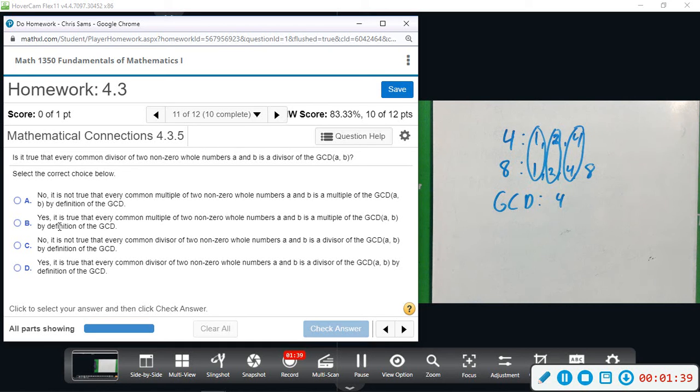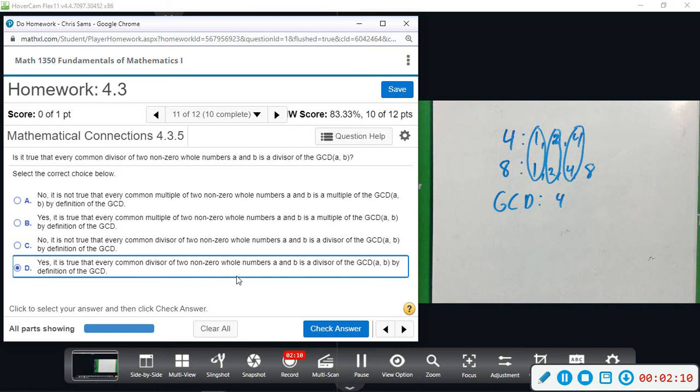So if we're saying yes, it's true that every common divisor of 2 non-zero whole numbers, A and B, is a divisor of the GCD of A and B by definition. And then yes, it is true that every common divisor of 2 non-zero whole numbers, A and B, is a divisor of the GCD by definition of GCD. Okay, so both of them say is a divisor. I think that's the definition of GCD.